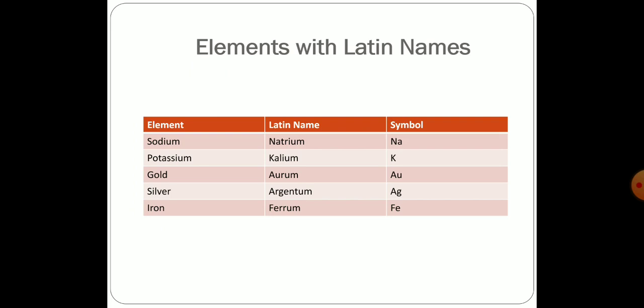For sodium, you have natrium. For potassium, you have kalium. For gold, you have aurum. For silver, you have argentum. And for iron, you have ferrum.